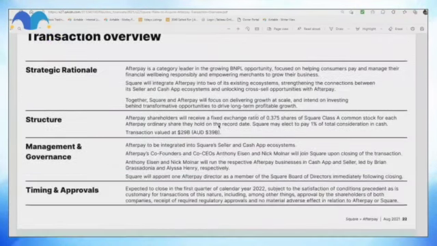So the transaction overview, I mentioned it's an all stock transaction. So that 29 billion is based on the date this was announced. Afterpay shareholders, which trades on the Australian Stock Exchange, will get 0.375 shares of Square for every Afterpay share they own. So the valuation can actually change. I think it has changed. I think it's in the 30 billions right now. So that's the Afterpay acquisition in a nutshell.